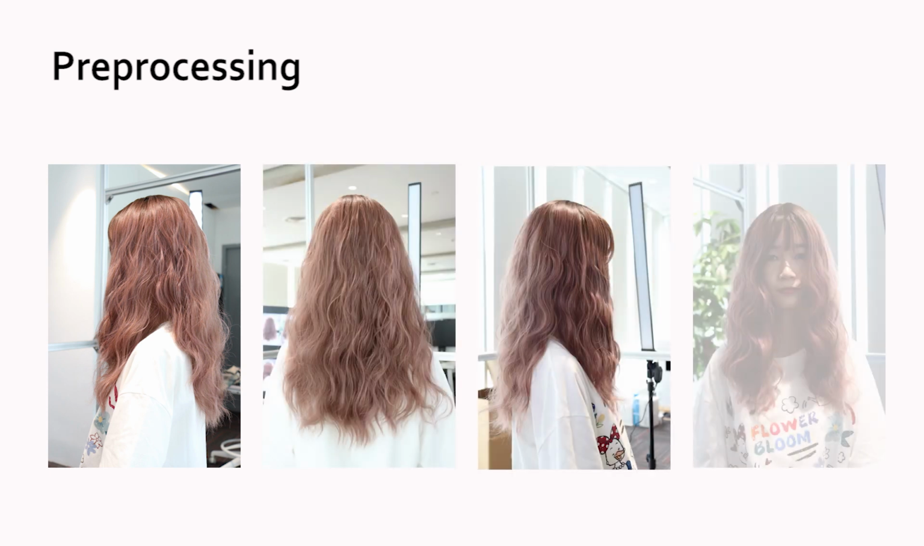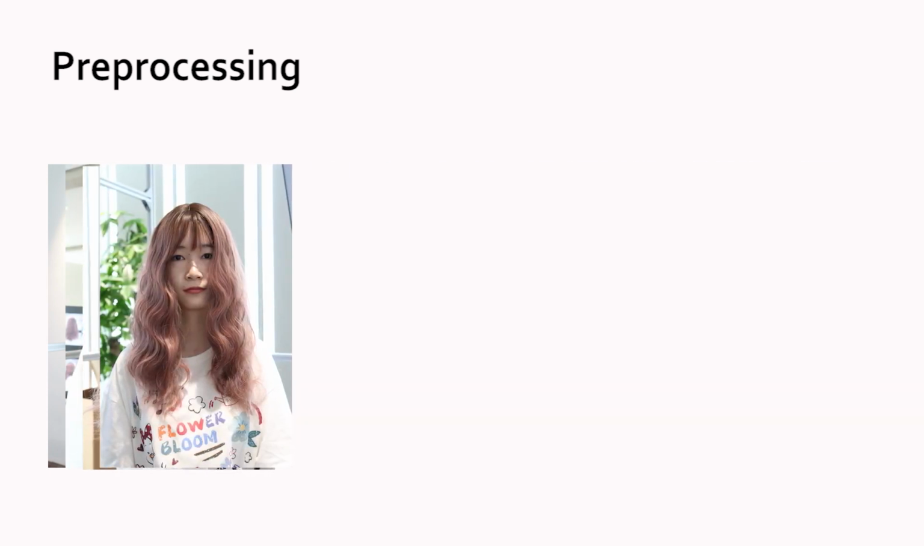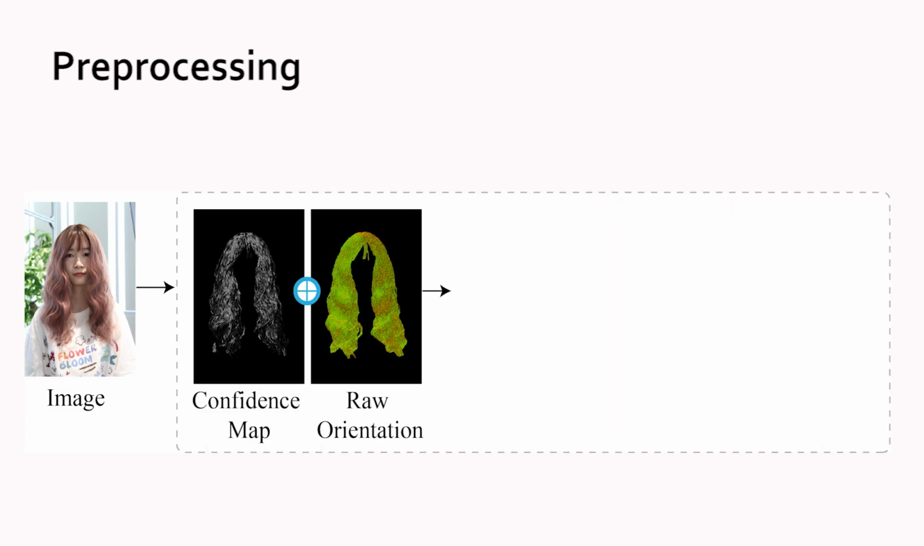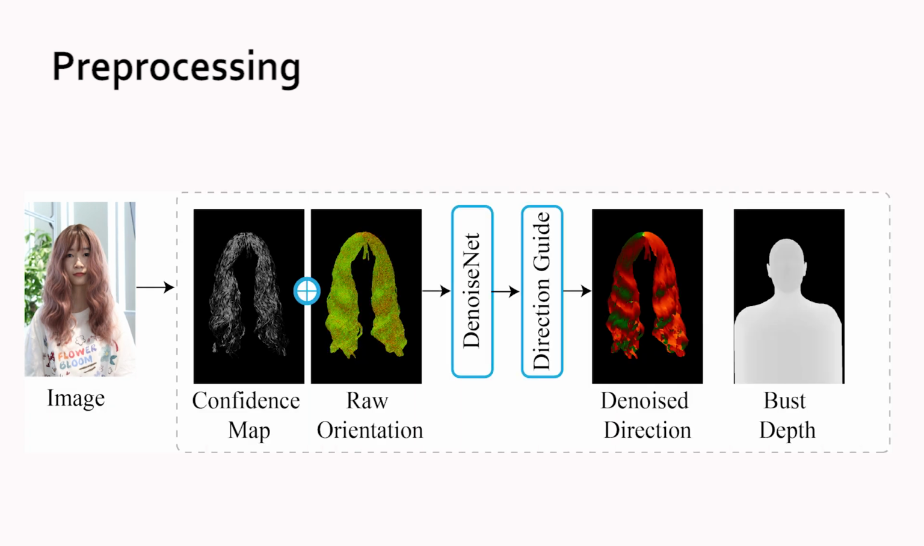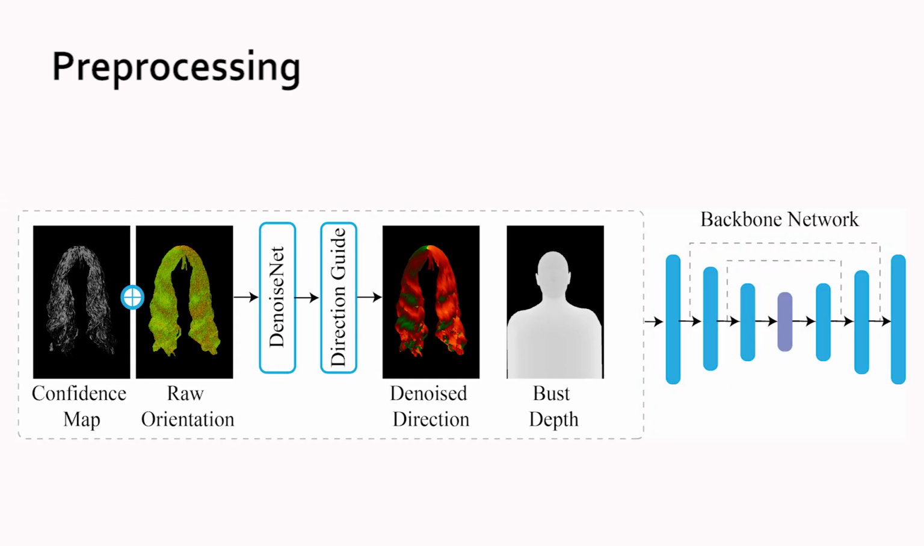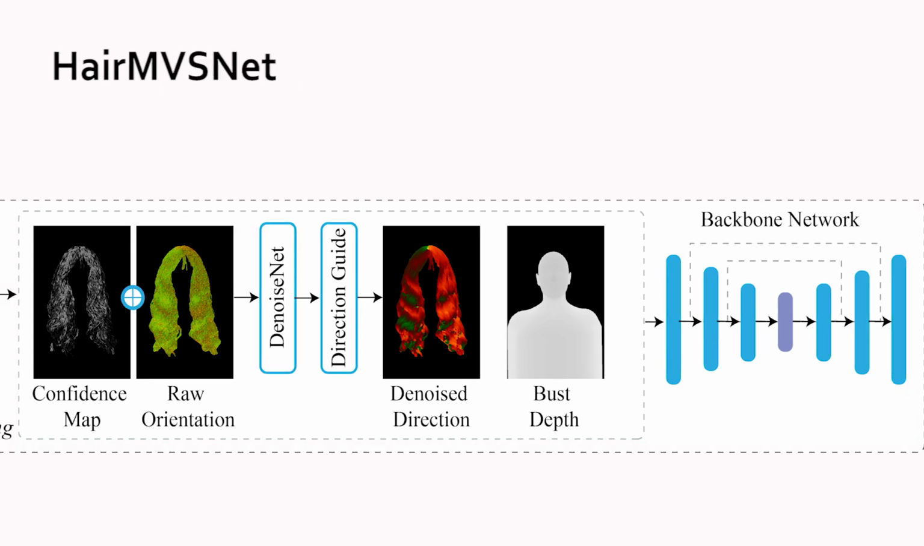We capture portrait images using calibrated cameras. Each captured image is pre-processed to yield a denoised direction map and a bust depth map. These two maps are stacked channel-wise and fed to a backbone network to produce dense feature maps.